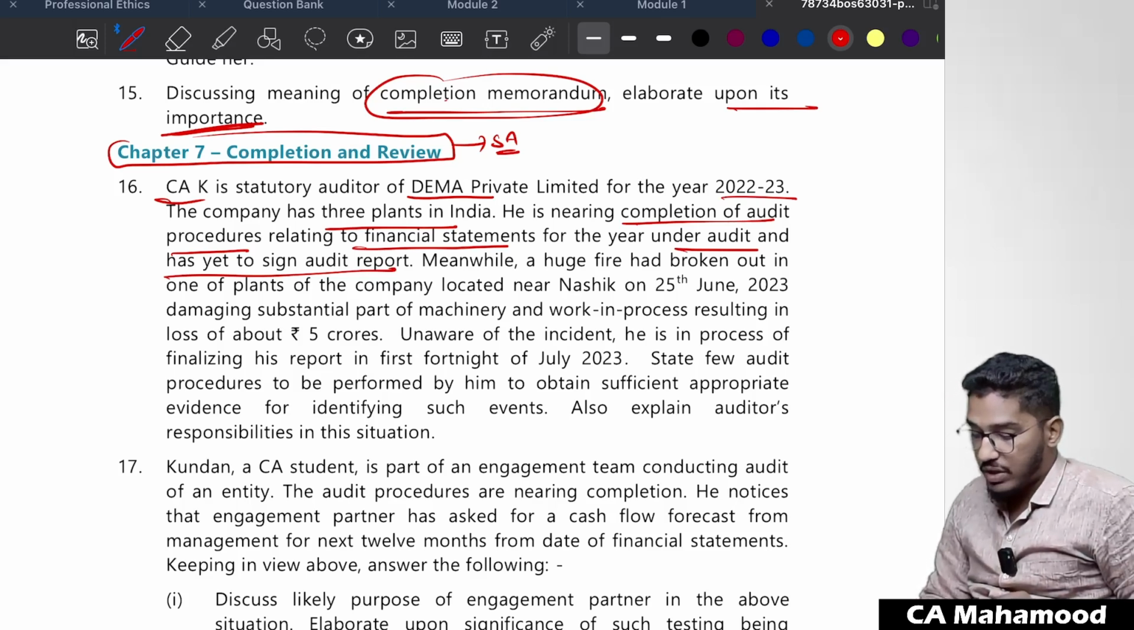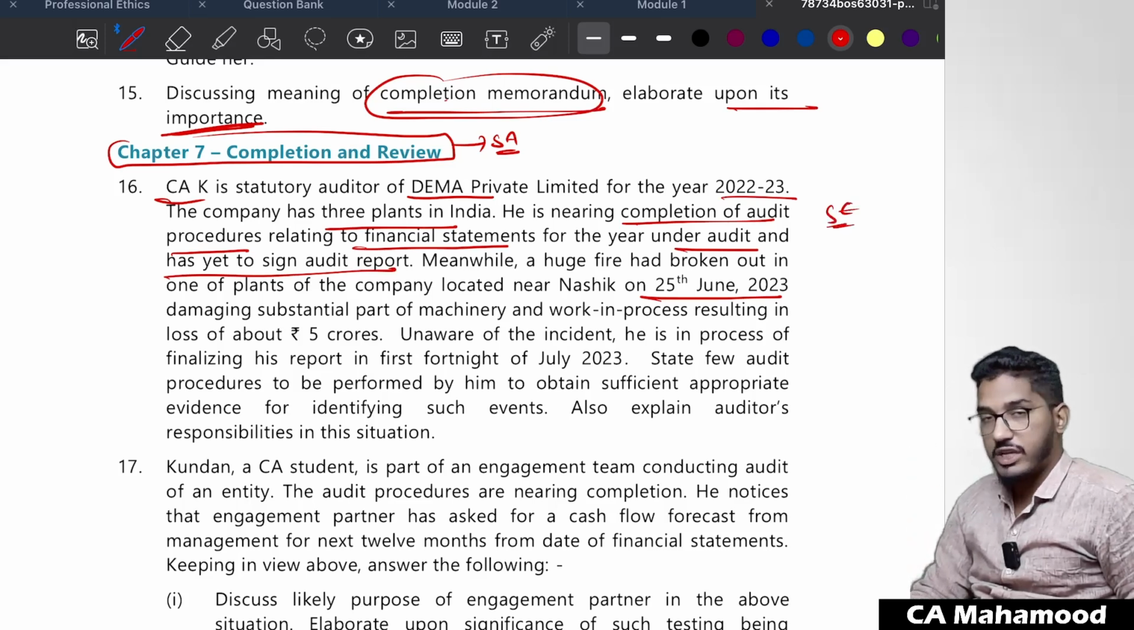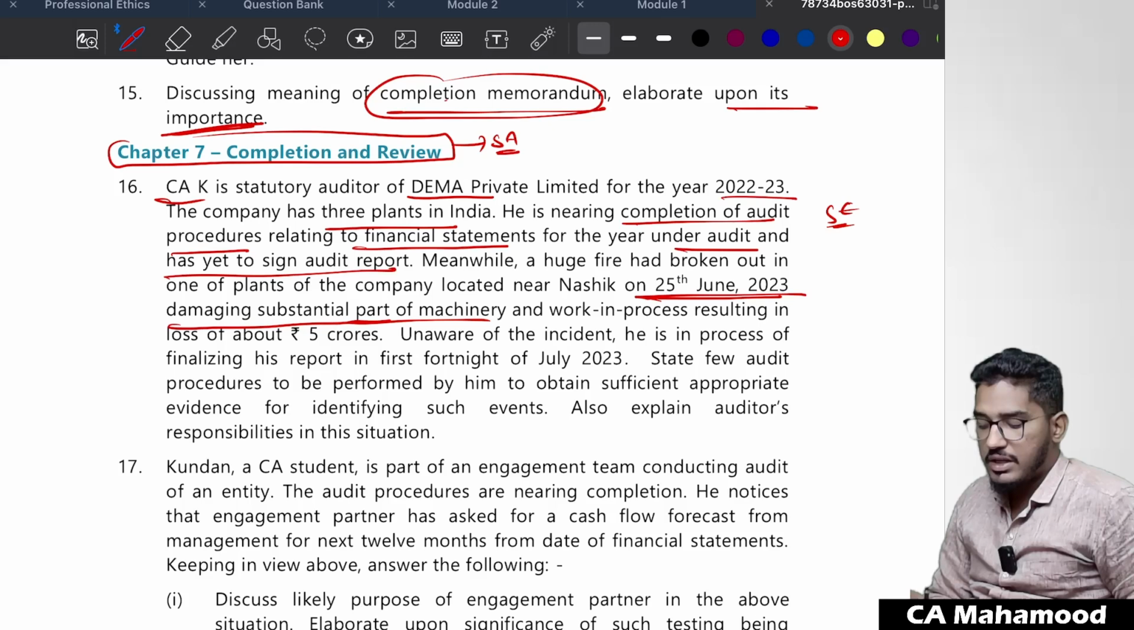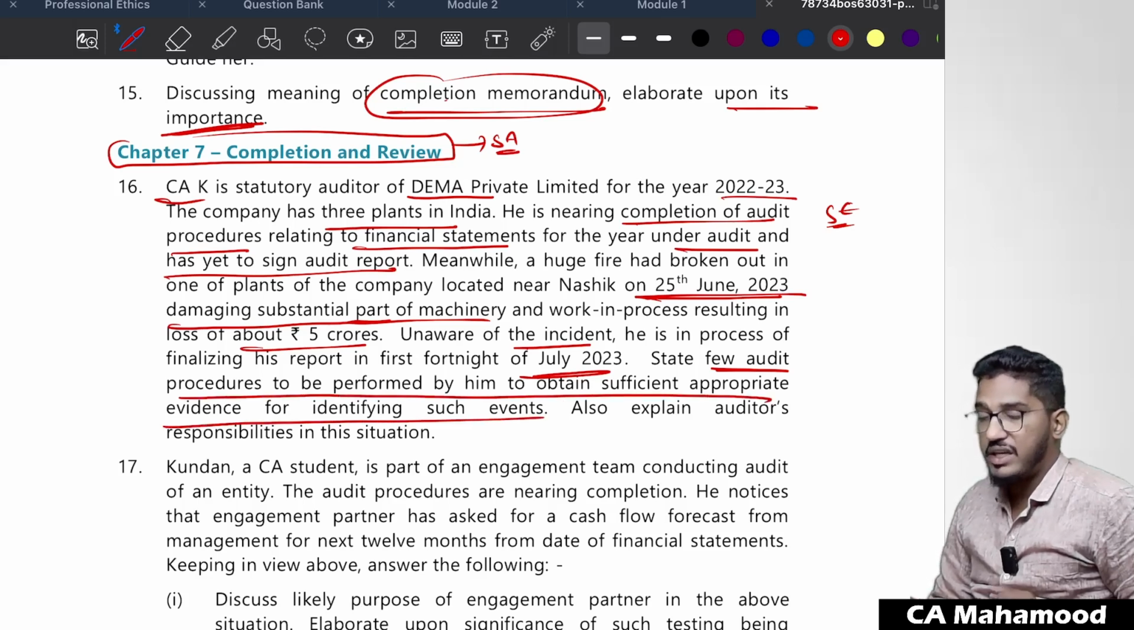Meanwhile, a huge fire had broken out in one of the plants of the company located near Nashik on 25th of June 2023. After the end of the financial year, after the closure of the financial year, fire accident happened. The moment you read this, subsequent event should strike your mind. The fire damaged substantial part of the machinery and work in progress, resulting in a loss of about 5 crores. Unaware of this incident, he is in the process of finalizing his report in first fortnight of July 2023. State few audit procedures to be performed by him to obtain sufficient and appropriate audit evidence for identifying such events.